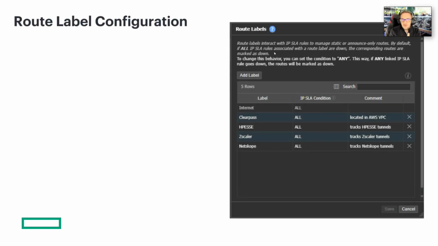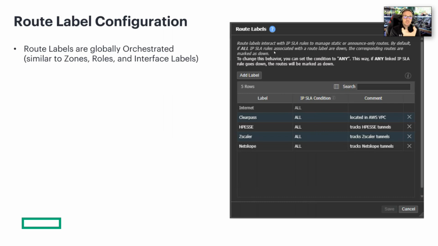So, route label configuration. If you type in the search "route label", you'll see there's a configuration route label mechanism, and there's also a status view route label mechanism. This is the configuration panel. Route labels are globally orchestrated.